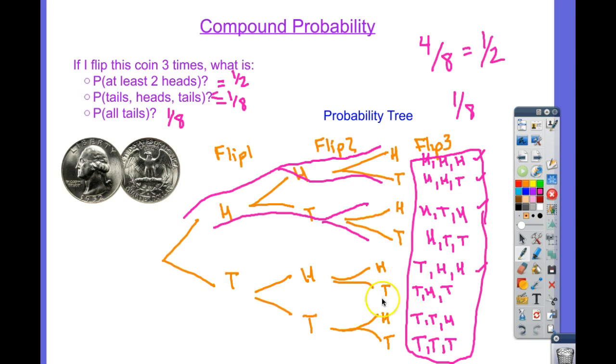So here's all your possible outcomes. Just go through, find the ones that you want. How many meet the criteria that you want? That's your desired. And then how many possible.